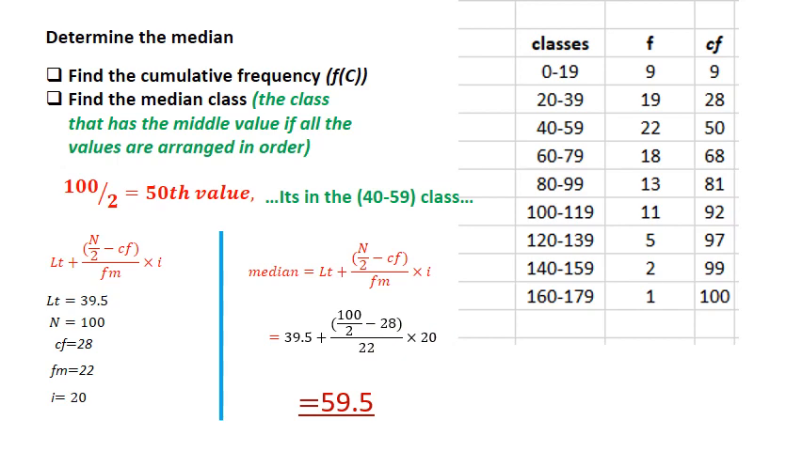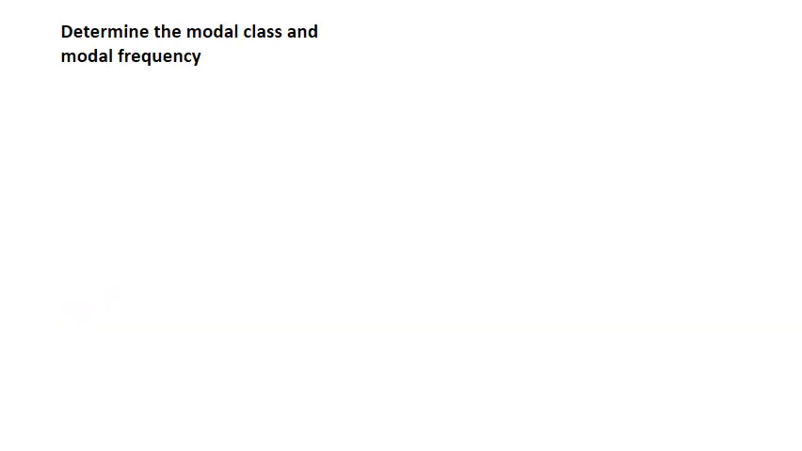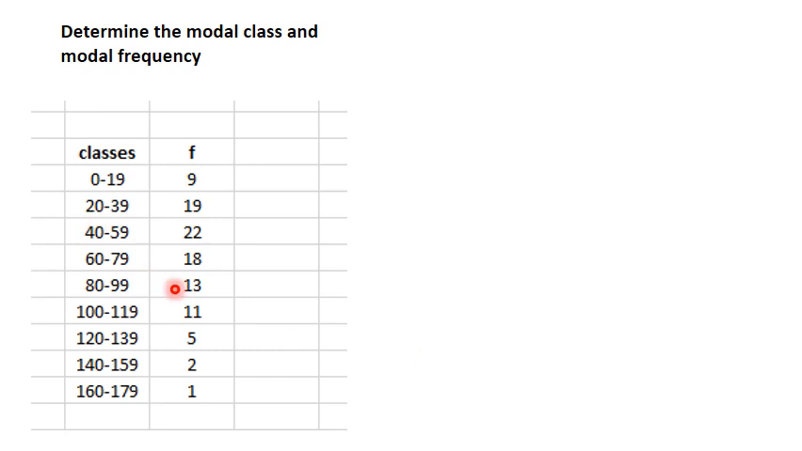And so, having explained that, we now go to the last part, which is how we look for modal frequency and modal class. We are told to determine the modal frequency and modal class, and for the given data, the modal class and modal frequency are easy to explain. They are just a value. They don't require calculation. Now, the modal class is the class which has the highest frequency.